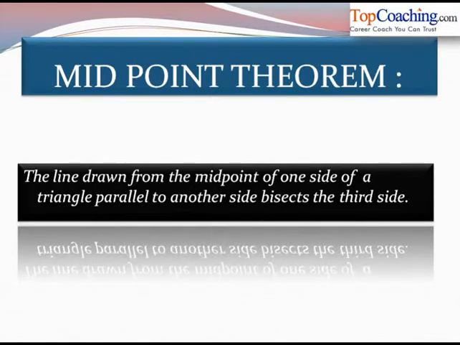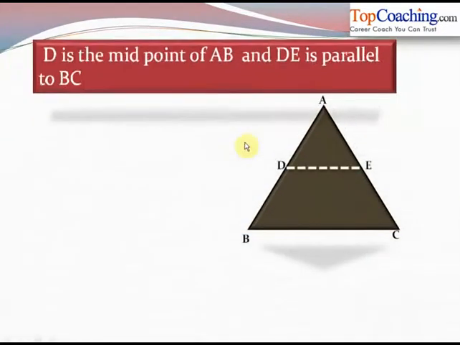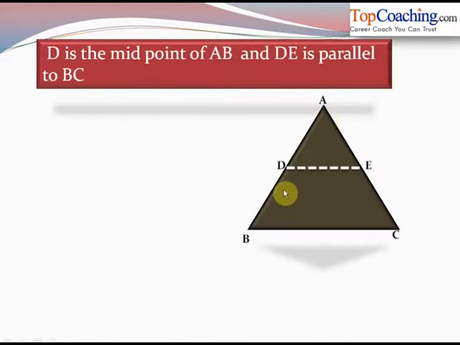So the midpoint theorem says that if we draw any line from the midpoint of one side of a triangle parallel to the other side, it bisects the third side. So this line passes through the midpoint of the third side. So let's try to understand this midpoint theorem. If we have any triangle ABC, now DE is a line that passes through the midpoint D of AB and is parallel to the side BC. It intersects the side AC at the point E. So we can say that D is the midpoint of AB and DE is parallel to BC.